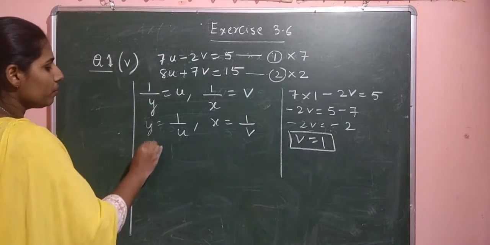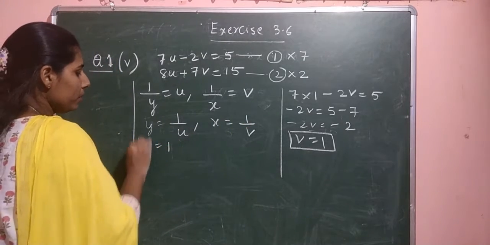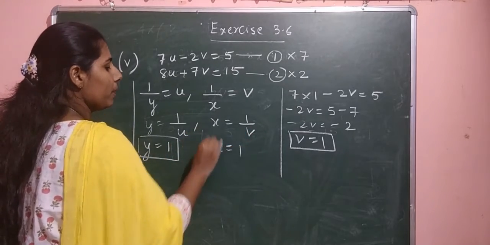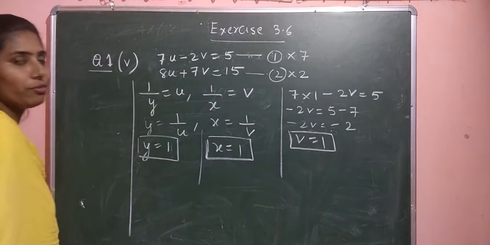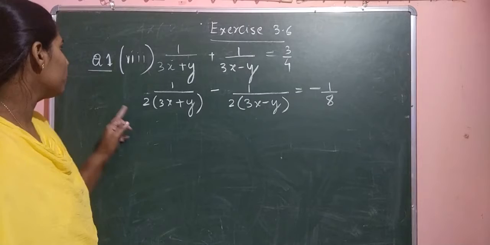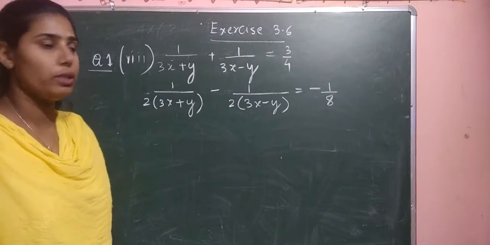So hence we will get y is equal to 1 upon 1, which will be 1. And here I will get x is equal to 1 upon 1, which will be 1. So hence the values of x and y are 1 and 1. Okay. Now children, just move on to the 8th part of question number 1.